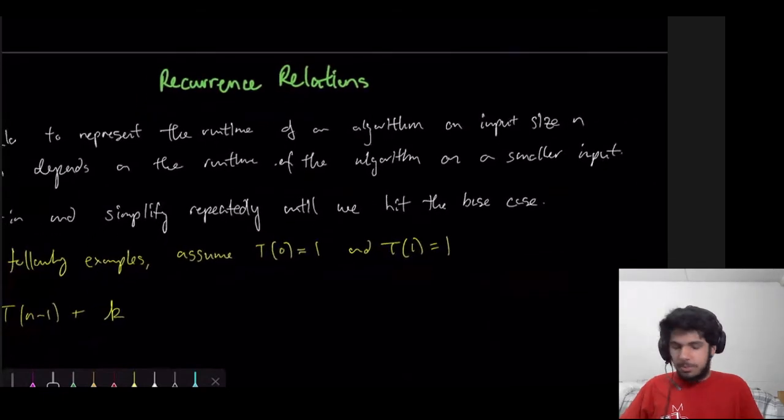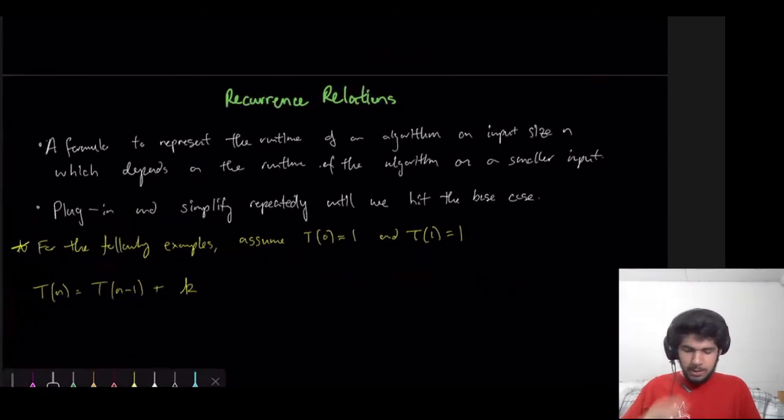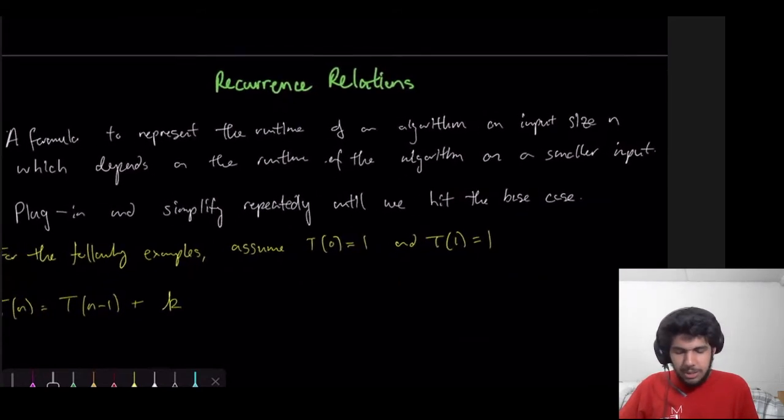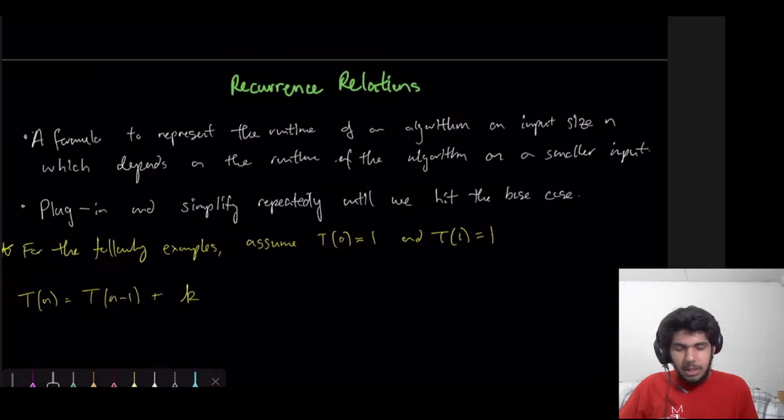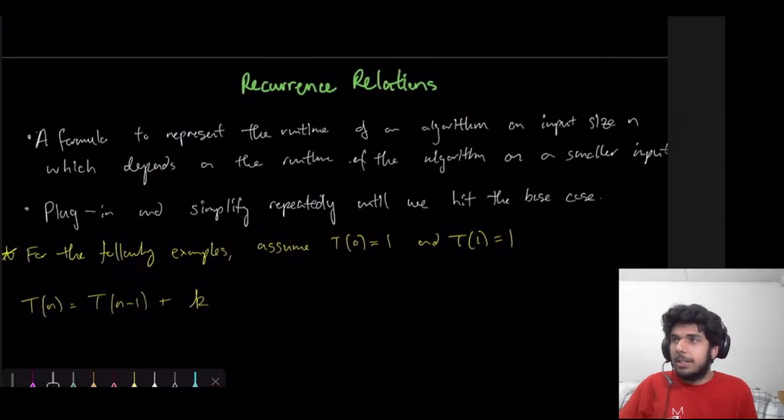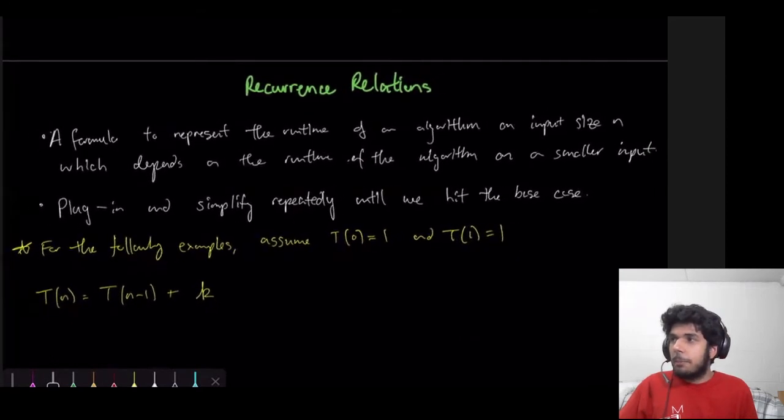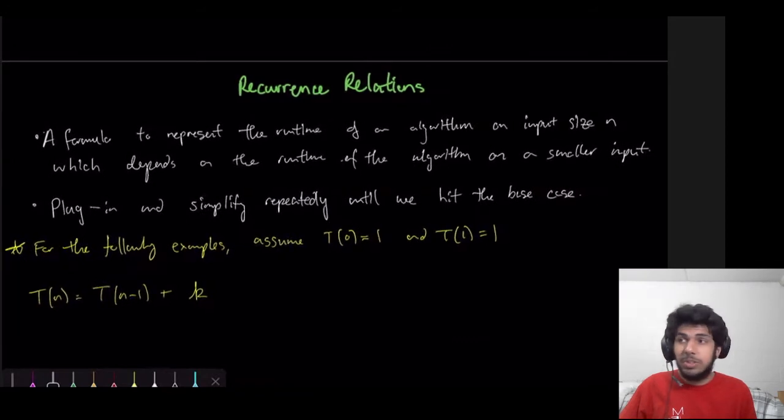Okay, so now we're going to talk about recurrence relations. This is not only seen in computer science, but also math. Basically what we're doing is we're giving a function, in this case to represent the runtime of an algorithm on input size n, but this function depends on the runtime of the algorithm on a smaller input. So these are recursive functions.